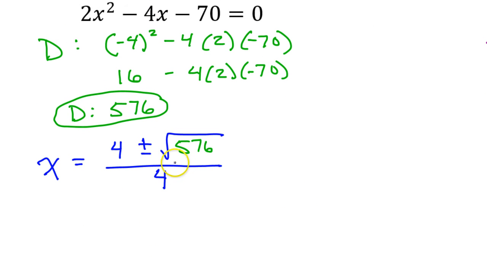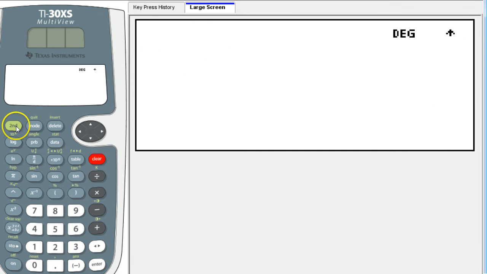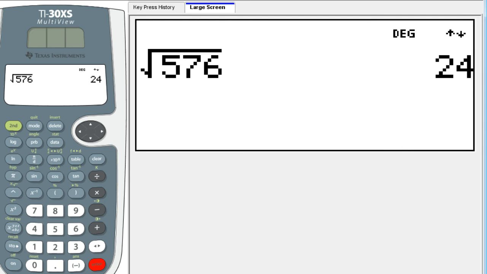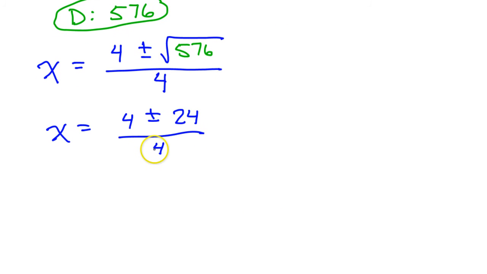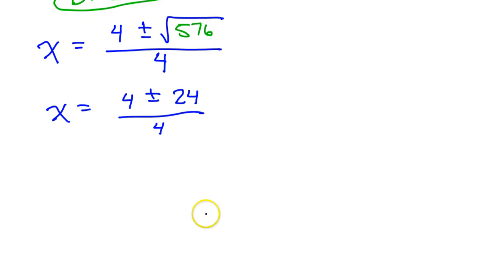I would not type this whole thing into my calculator either. I would go ahead and do the square root of 576 separately. So that's 24. That was a perfect square. That gives me x is equal to 4 plus or minus 24 over 4. I definitely do not stop here. I'm going to follow through because this is not imaginary, there's no radical. I can go ahead and split this into two different answers.